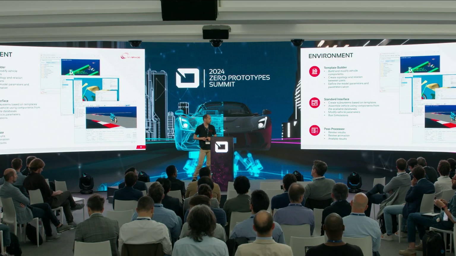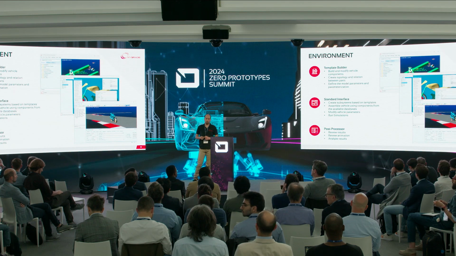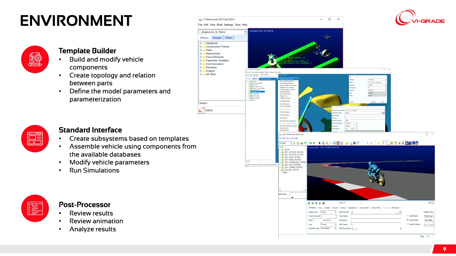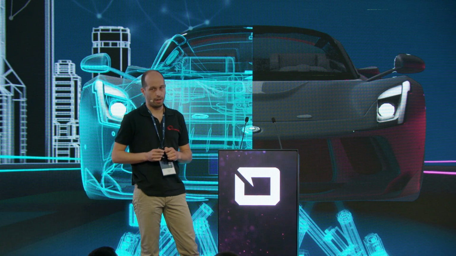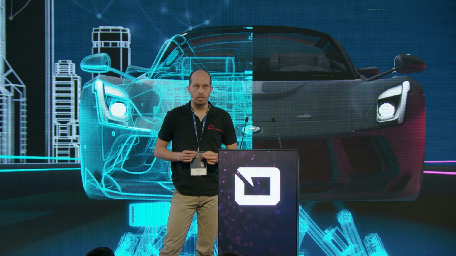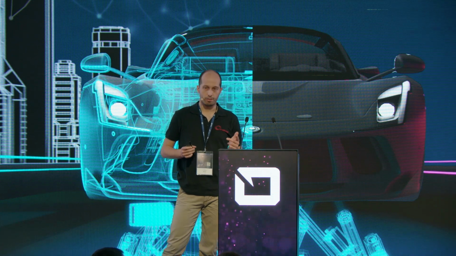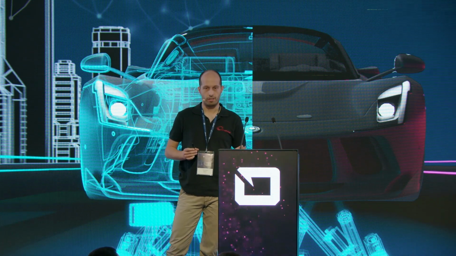This is a panoramic of the VI Motorcycle infrastructure. It's based on Adams, so the software is the same, but we have 2 separate environments to create and simulate the model, and then the post-processor to review simulation results. So to create a model, we need to rely on the template builder, in which you can create the model, so define parts, joints, forces that create the model.